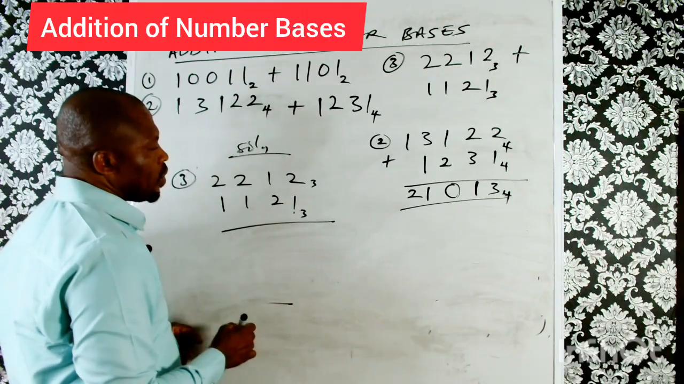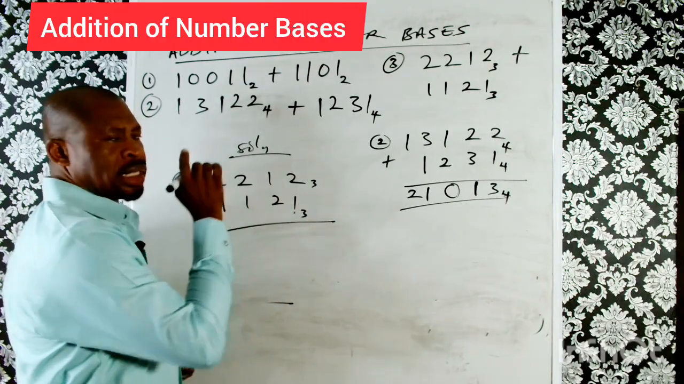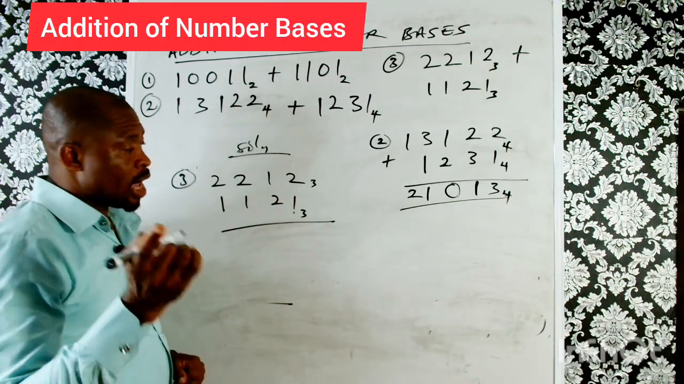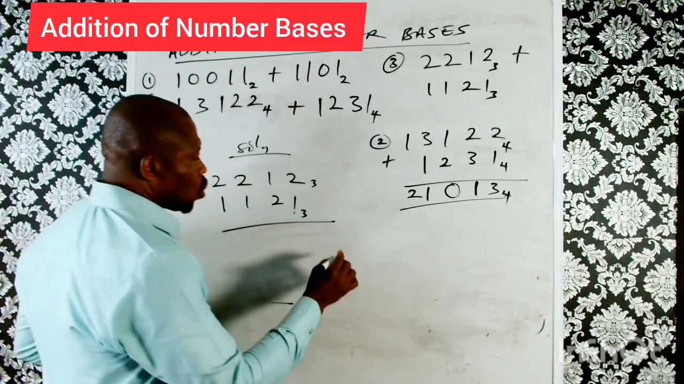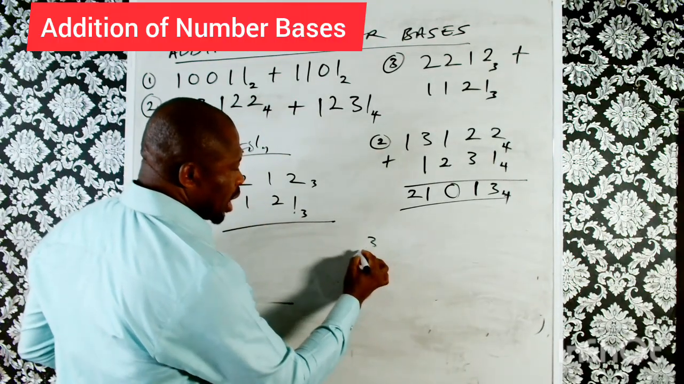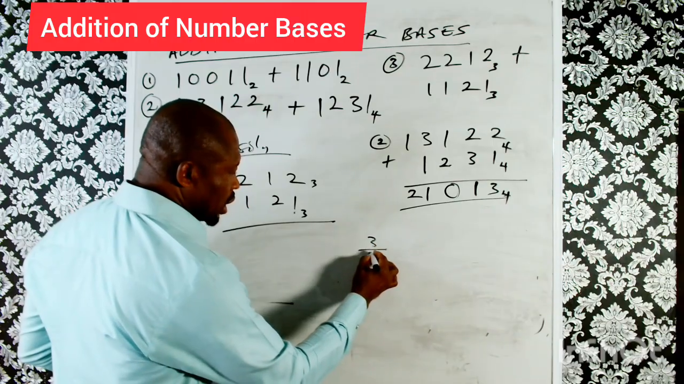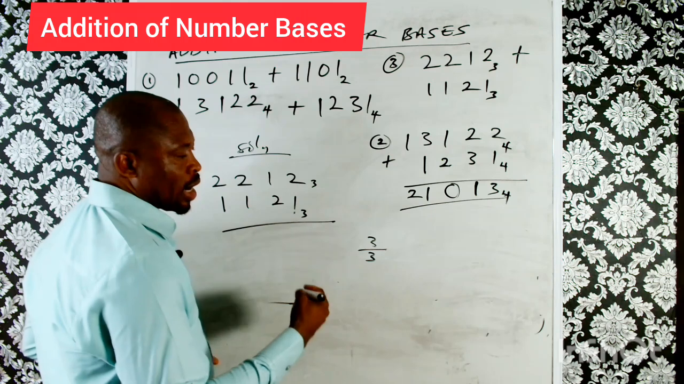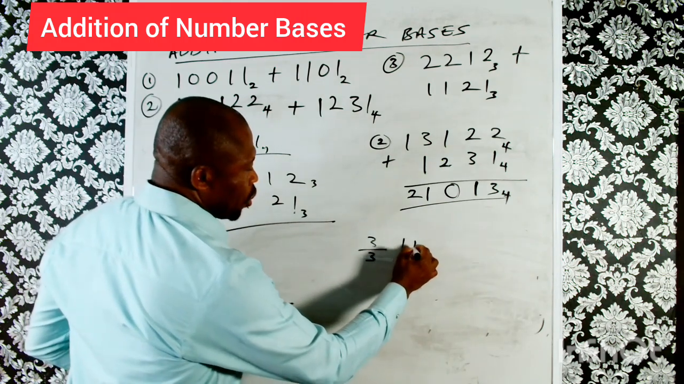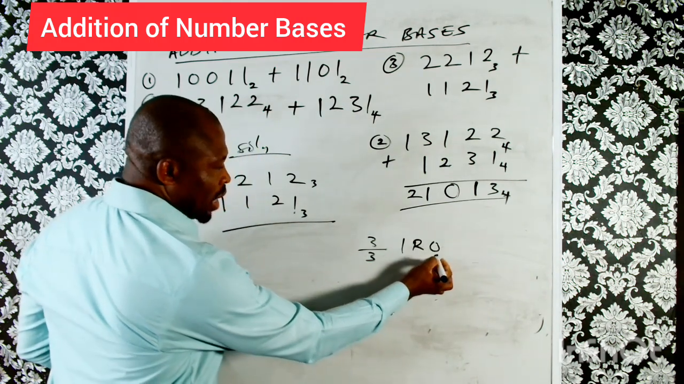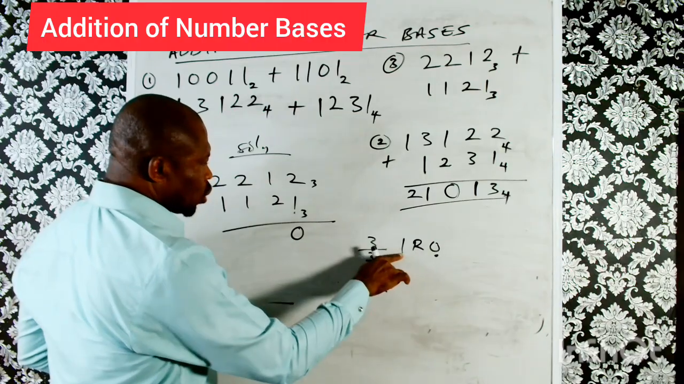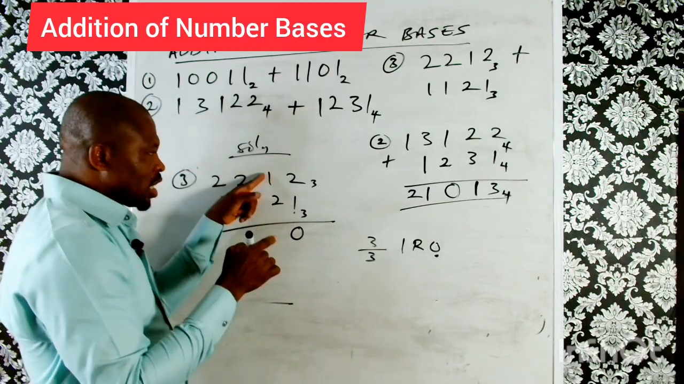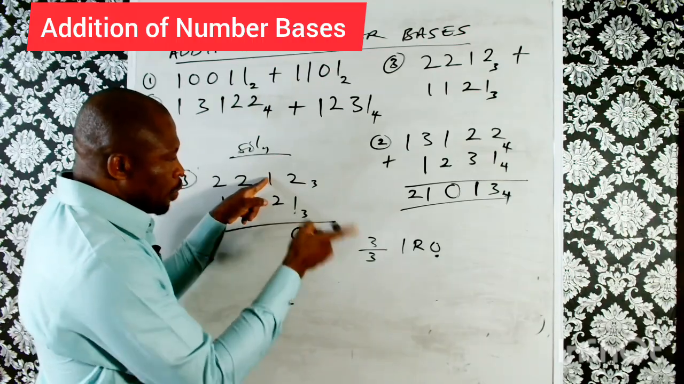Now we have here 2 plus 1 will give us 3. And of course, we're operating with base 3. So the answer is 3. Divide this 3 by the base, which is 3. And of course, it will give us 1, remainder 0. We write this remainder here. This one, carry it over to the next number. Of course, there is 1 here, plus that one, 2.